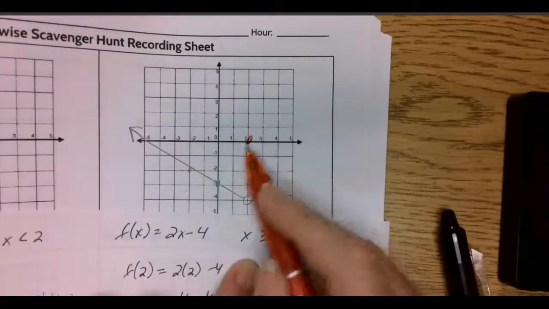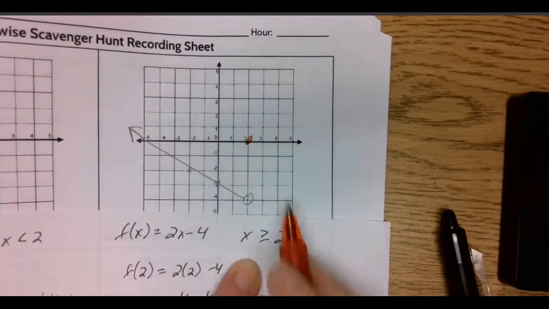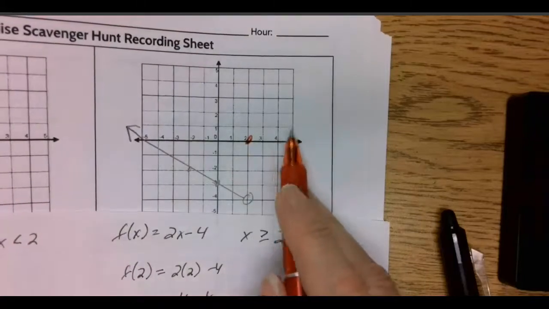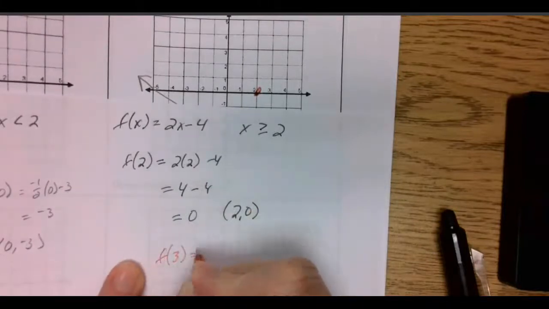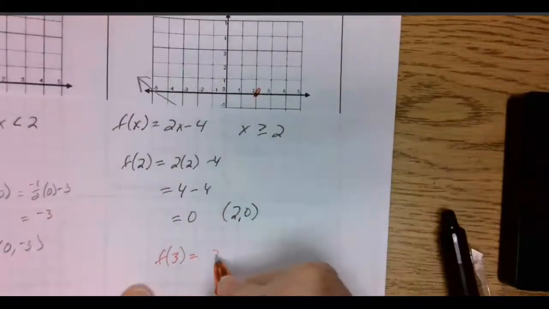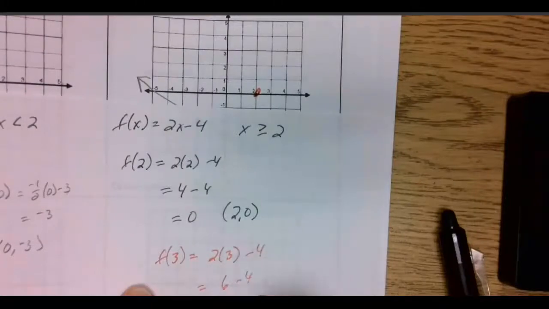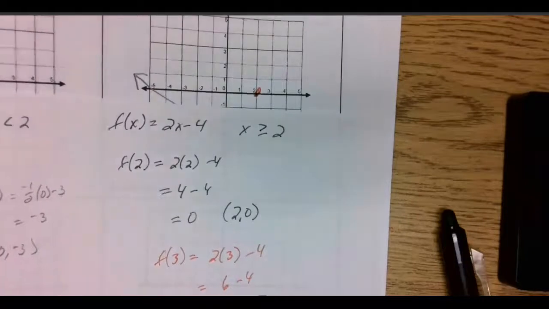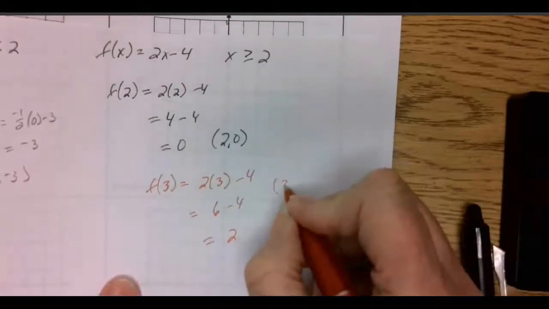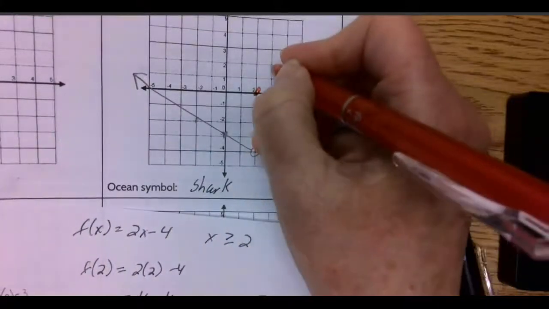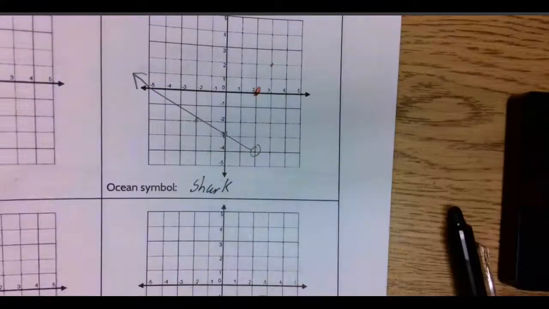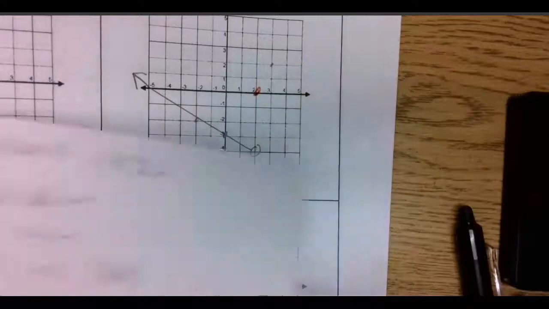Now I have to go up this direction. When I want to go bigger, I'm going to pick a number that's bigger. So I'm going to pick 3 and find f of 3, because that is bigger than 2. I have 2 times 3 minus 4, which is 6 minus 4, which gives me 2. So that is the point 3, 2. Now this one I could have also done by using my slope.